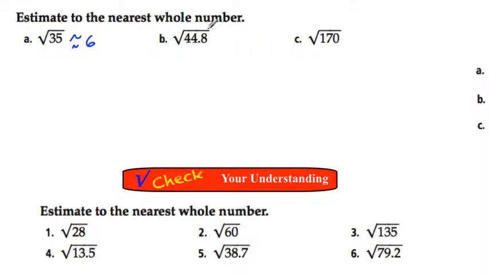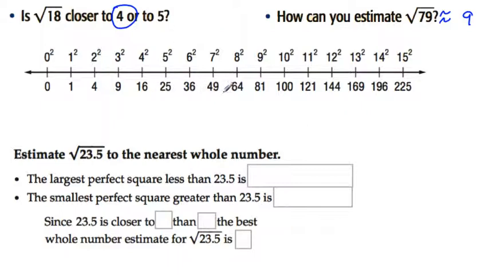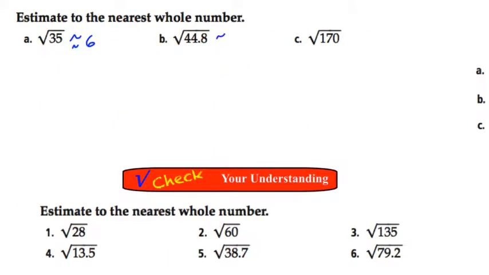How about 44.8? Let's go back and look at where 44.8 would fall. 44.8 is between 36 and 49. And how far away is it from each of those? That one's pretty close to both of them, but I think it's going to be closer to 49, right? If we take 49 and subtract 44.8, it's only 4.2 away from 49, but if we take 44.8 and subtract 36, it's 8.8 away from that. So it's actually closer to 49. So that one we're going to say is approximately equal to 7.